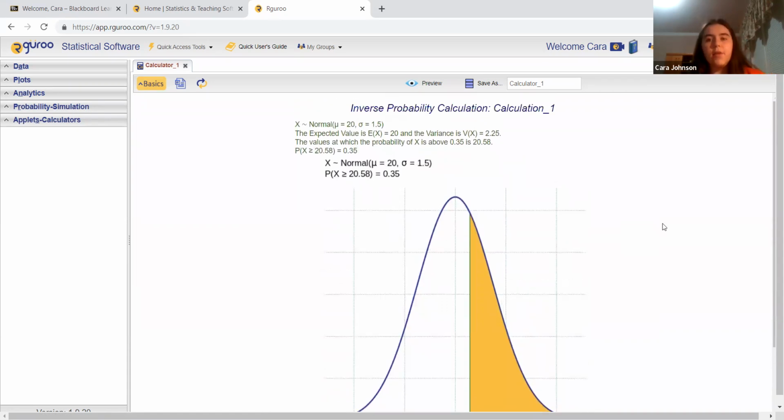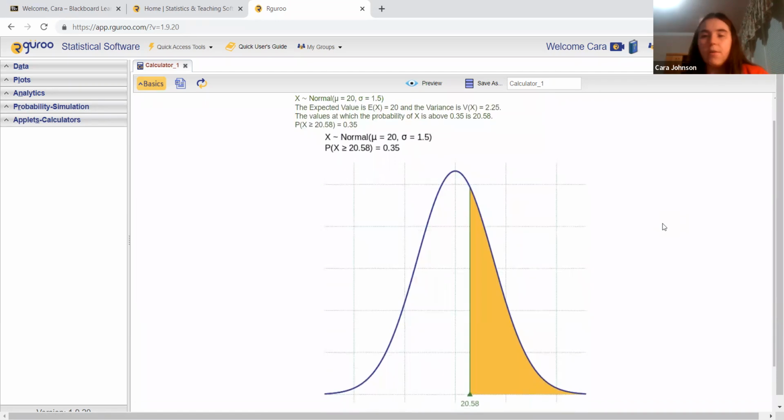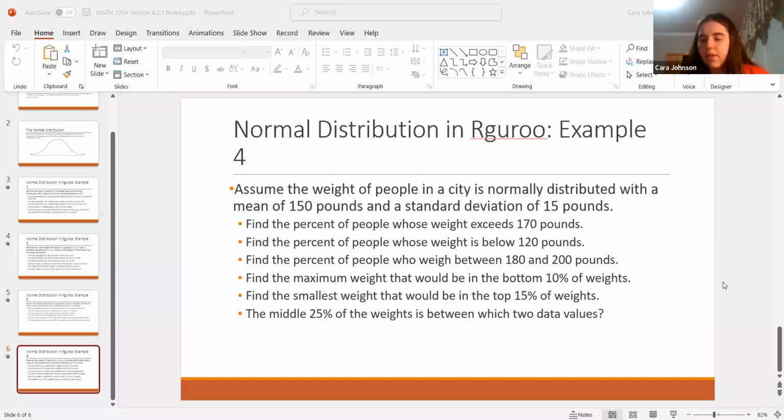That's it for that example. We're going to do one more example in this video here. So I'm going to stop my share and go back to the PowerPoint here. All right, so this is going to be our final example.